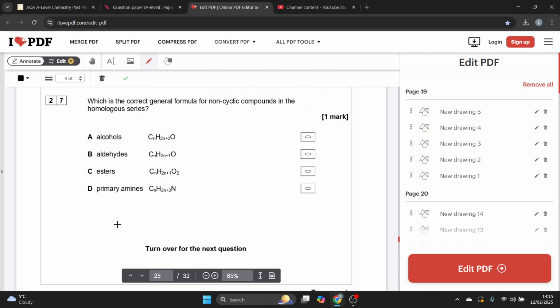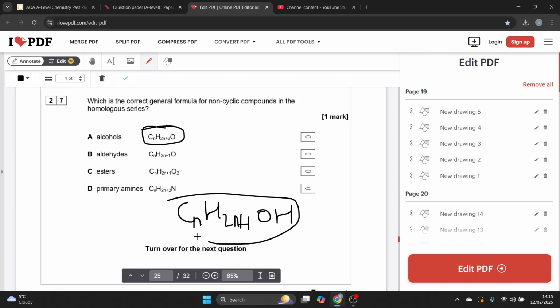Question 27, which is a correct general formula for non-cyclic compounds in the homologous series. So for alcohols, it's CnH2n+1OH, right? But if you compare these two, they're actually the same. All they've done is put this hydrogen here, so CnH2n+2 hydrogens, and then got rid of this because they put it there. So CnH2n+2O. That's completely correct. That is a correct general formula. So 27A.